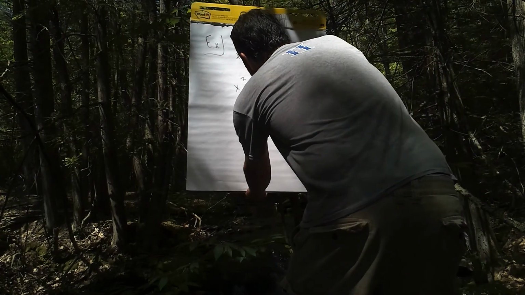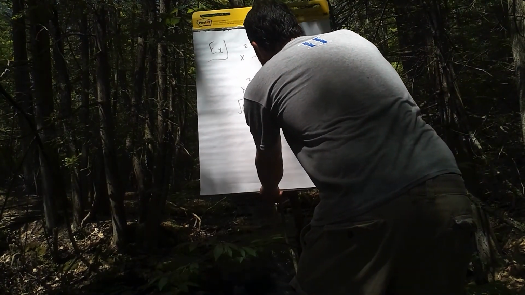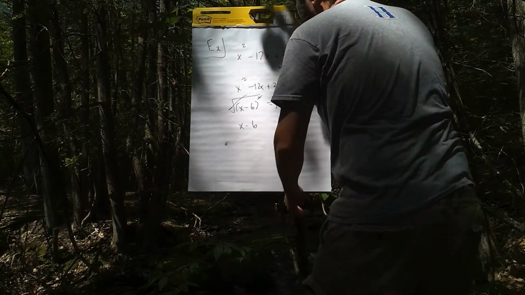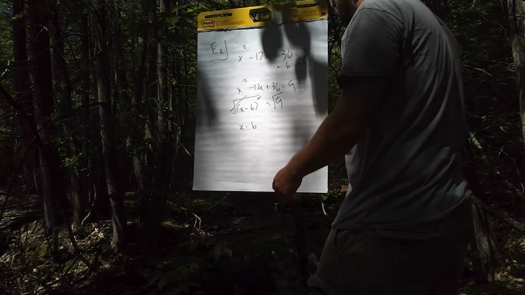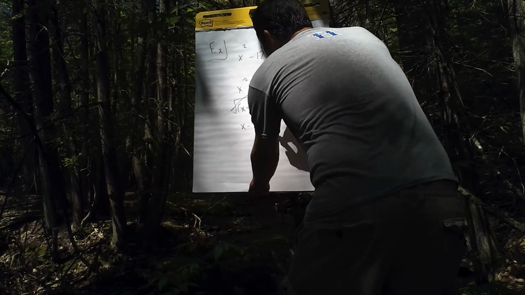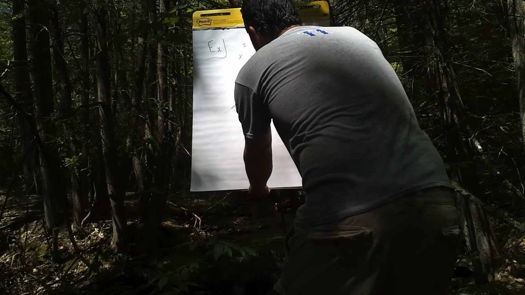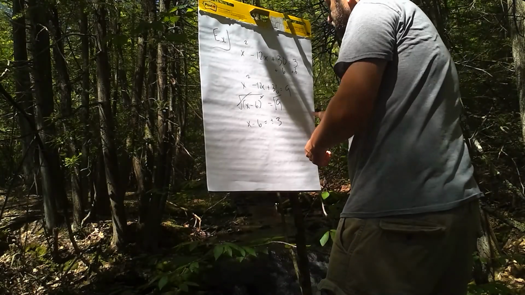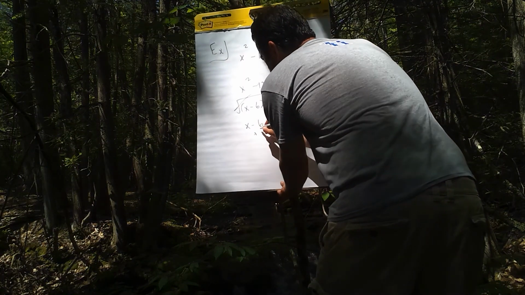So now we're at that particular step. We're going to square root both sides. The square and the square root cancel out because they're inverses, they're opposites. I'm at x minus 6. 9 is a perfect square, so my solution is going to be plus minus 3. I'm going to add my 6.